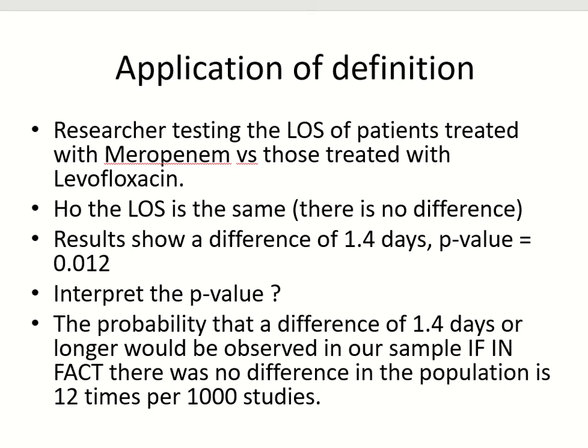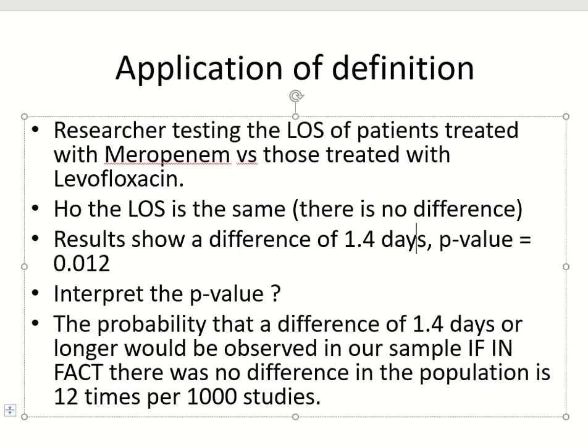So here's an application of the definition. A researcher is testing the length of stay of patients treated with meropenem versus those treated with levofloxacin. The null hypothesis is that the length of stay is the same. The null hypothesis would say there is no difference. The results show a difference of 1.4 days. Okay, so نحن عم نقول ما في فرق. We're assuming ما في فرق. At what level are we assuming ما في فرق? At the level of the population. بس نحن our observation is at the level of the sample.